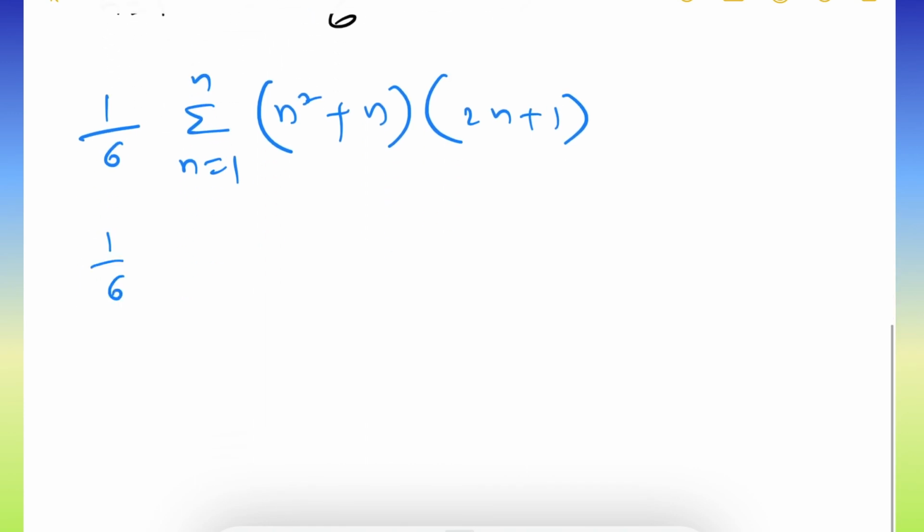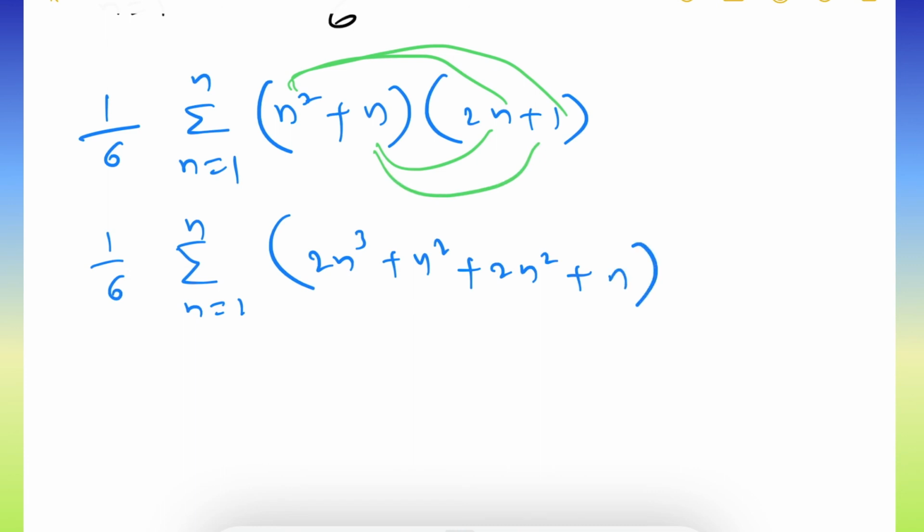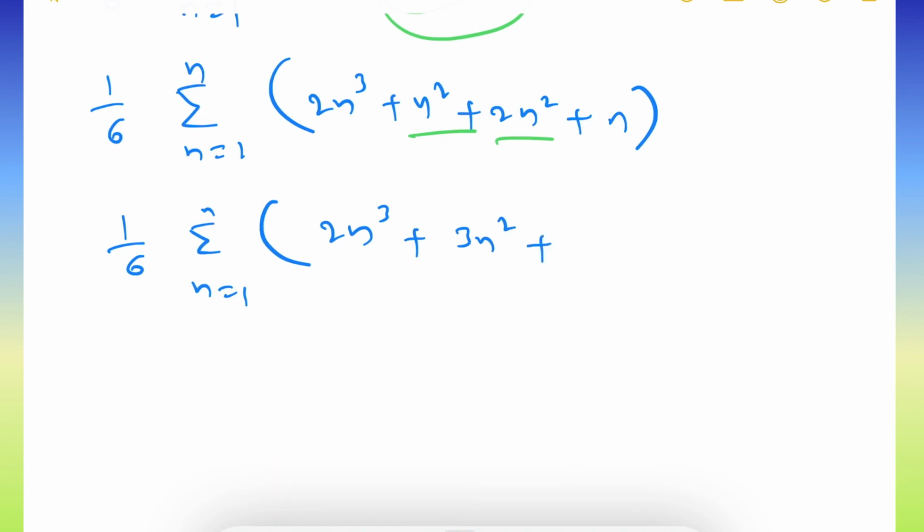1 by 6 sigma n equals 1 to n. This also we need to multiply. n square into 2n, 2n cube plus n square into 1, n square plus n into 2n square, sorry, 2n square plus n into 1, n. So we get 1 by 6 sigma n equals 1 to n, 2n cube plus n square plus 2n square, it will become 3n square plus n.